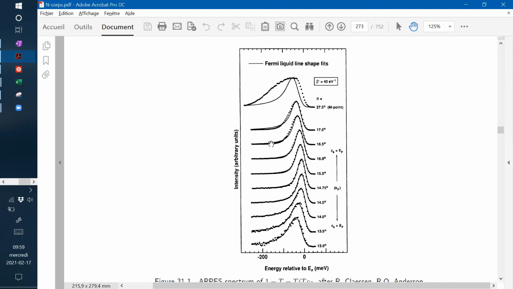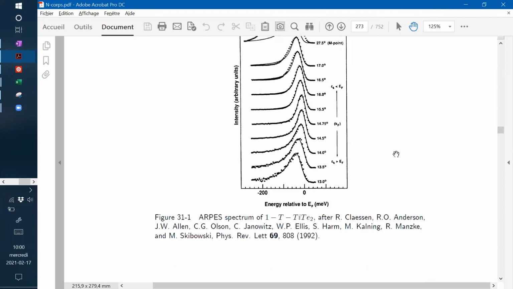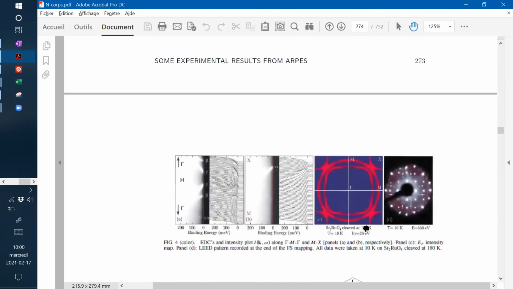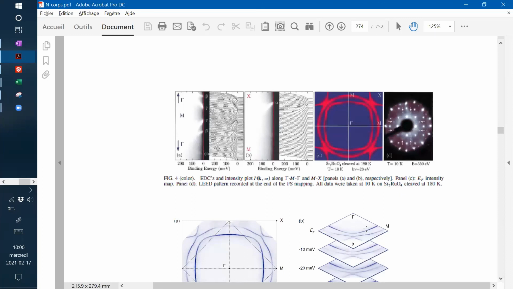And then the fits are Fermi liquid fits, and I will explain what I mean by Fermi liquid fits. You see that the peaks are not completely symmetric, and that's also expected from Fermi liquid theory. Now, these are called energy distribution curves in the jargon, because they give the cross-section or the probability as a function of energy. Now, if you look at this, these are momentum distribution curves.